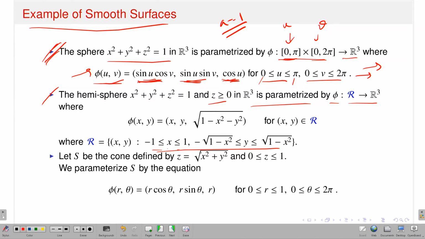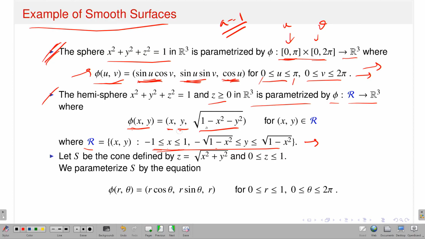x runs over -1 to 1, and y runs from g1(x) to g2(x). You can see this is actually a vertically simple region. And what is my parameterization? Phi of (x, y) is nothing but (x, y), and z is replaced by square root of 1 minus x square minus y square. That is the explicit representation of my hemisphere that I already discussed. So R here is vertically simple.